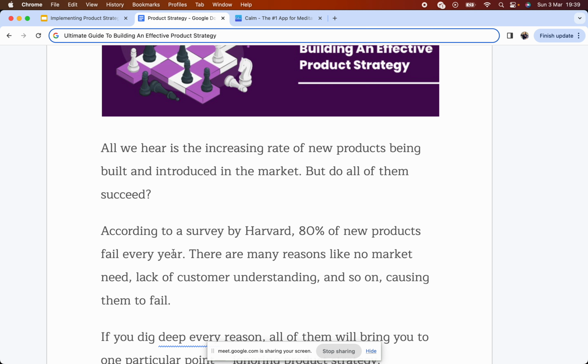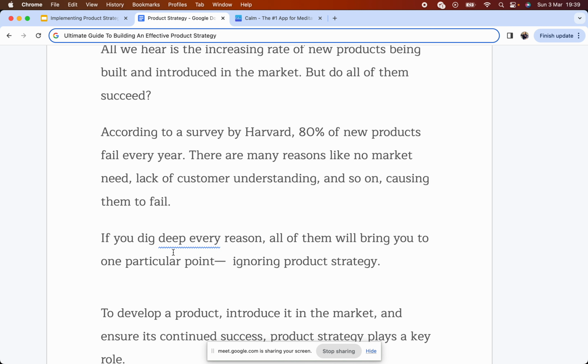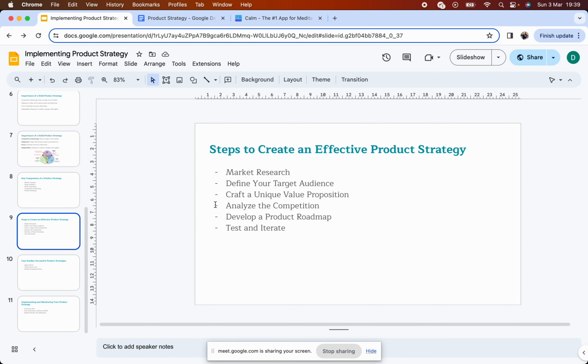This is why not every startup succeeds. Most products fail every year, about 80% of them, and one of the reasons for doing so is a lack of understanding of customers. And lack of understanding of customers implies that you haven't got an effective product strategy, which means you haven't done effective market research. You don't know who your target audience are. You should really know before you bring a product to market.